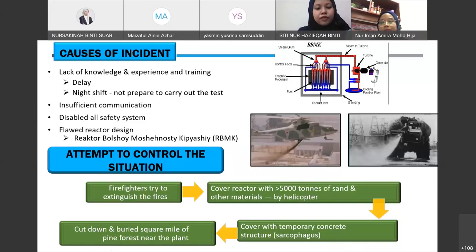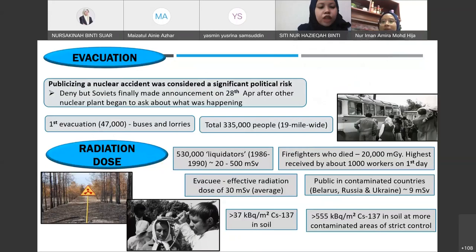contamination. Okay, for the evacuation plan, actually no one in the surrounding areas was evacuated until 36 hours after the disaster began. For the Soviet Union, publicizing a nuclear accident was actually considered a significant political risk. They first denied it, but the Soviets finally made an announcement on 28 April after other nuclear power plants began to ask about what had actually happened.